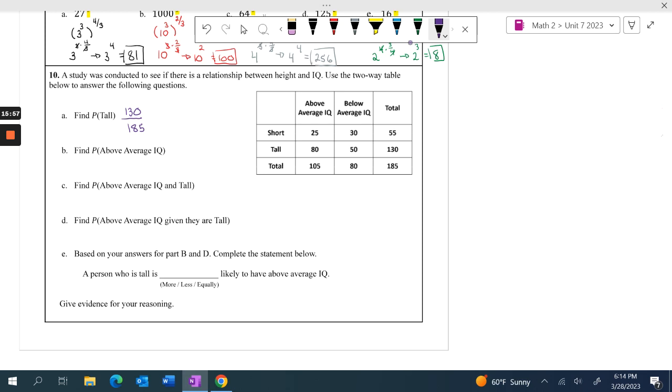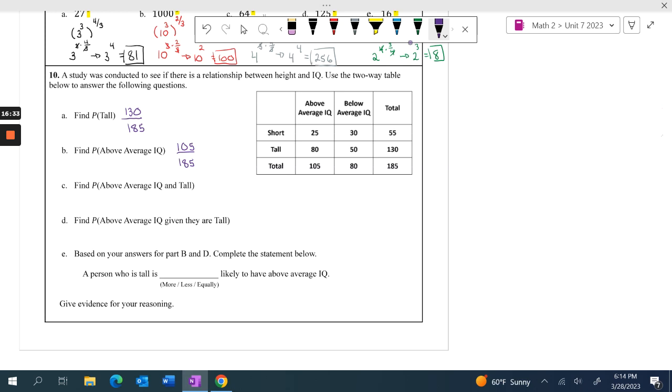All right, B. Now I need to find the probability of a person in this study would be above average IQ. So I go to my table. Above average IQ is this column here, and you can see the total of the column is 105. So that's going to be my numerator of my probability answer, and then the denominator is the total, which is 185. So B is the fraction 105 over 185, and I don't care if you reduce that fraction or not. And I'm not going to reduce it for time's sake.